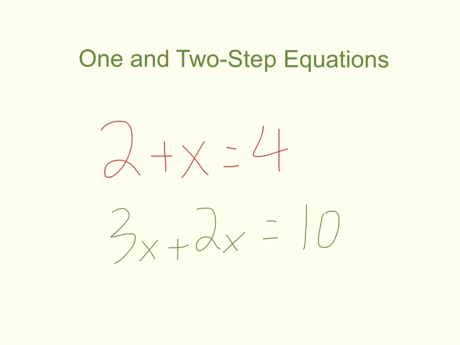So our ultimate goal with trying to solve equations, and in this case 1 and 2 step equations, is to figure out what our variable equals. We want to know what x, in this case, is all by itself. I don't want to know what 2 plus x is. I don't want to know what 2x is or 3x's plus 2x's are. I want to know what just x is.